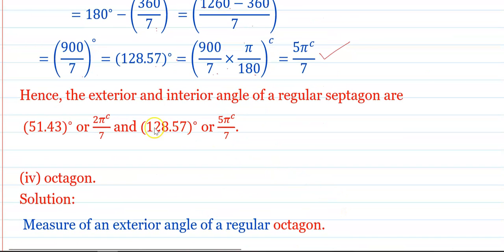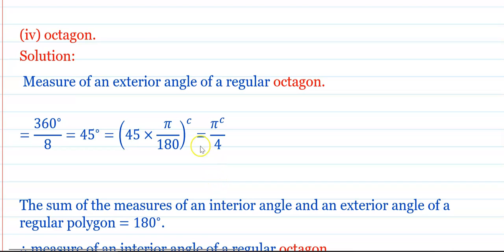And hence, the exterior and the interior angle of a regular septagon are 51.43 degree or 2 pi by 7 radian and 128.57 degree, or this is the interior angle, or 5 pi by 7 radian respectively. Okay. Now the next, octagon. It has 8 sides.